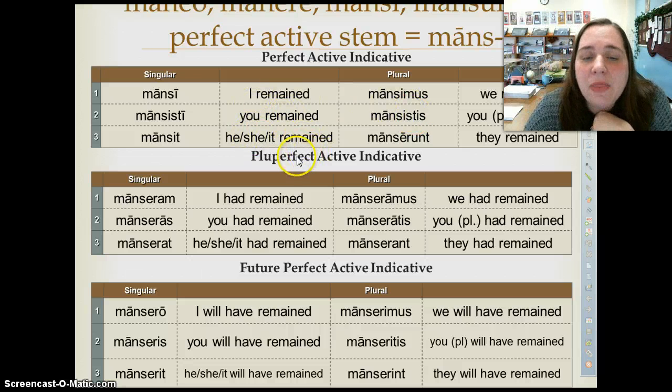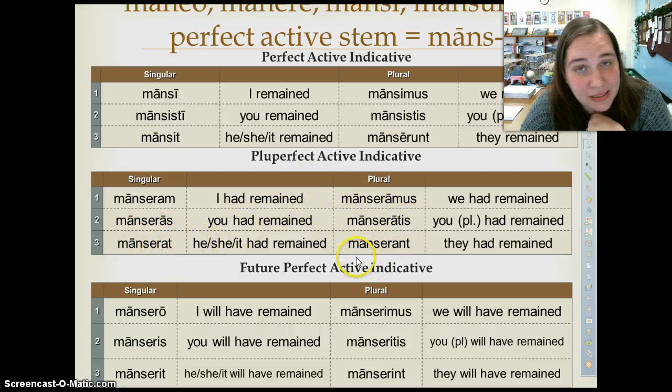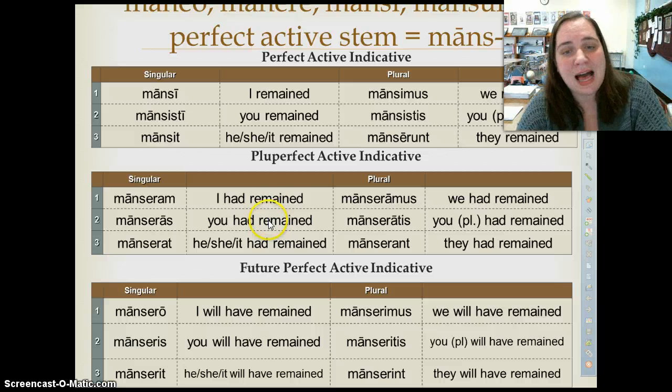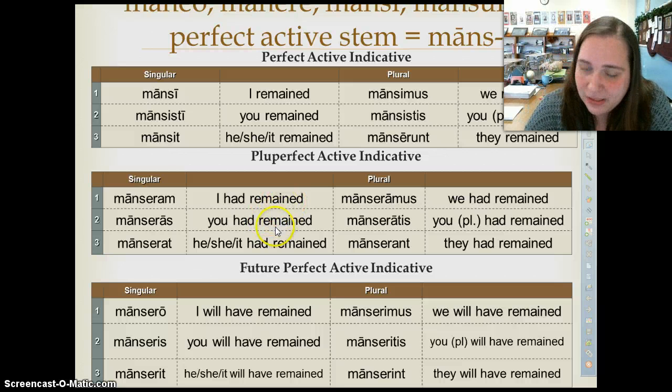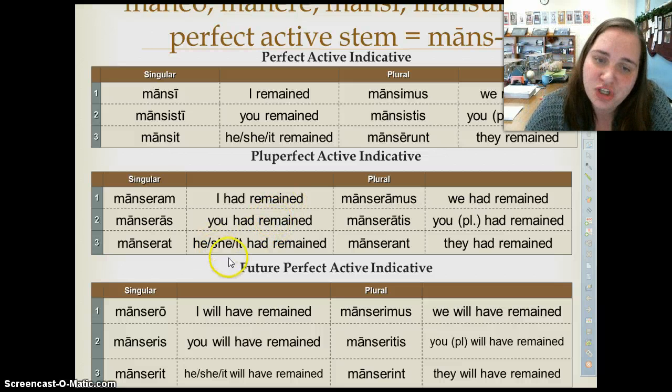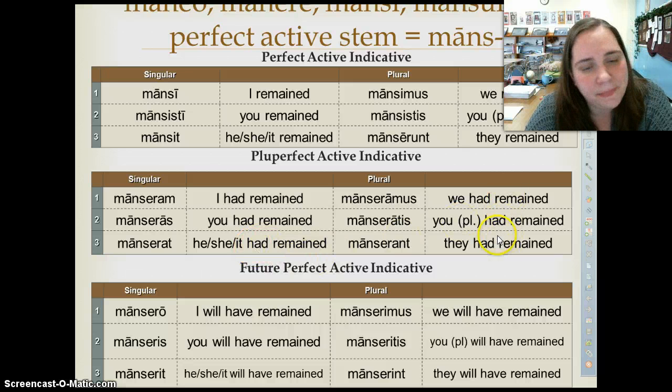Okay. The pluperfect, we add those pluperfect endings onto the third principal part. So manseram, manseras, manserat, manseramus, manseratis, manserant. And this translates, I had remained, you had remained, she had remained, etc.